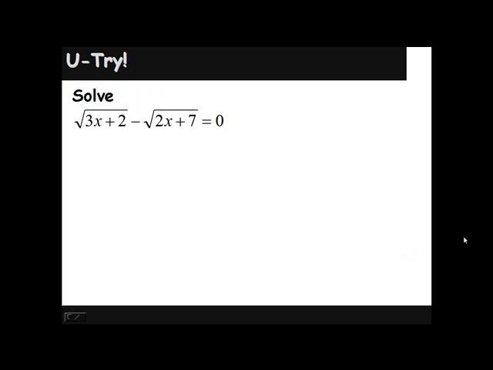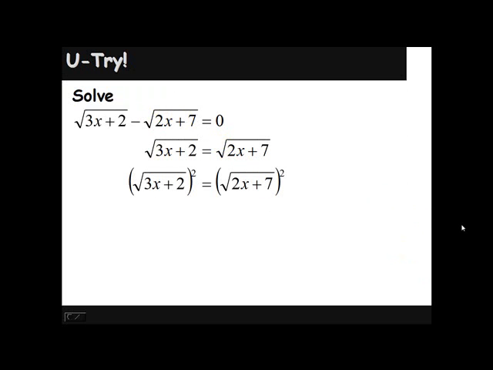You try one. Okay, hopefully you just added this second radical to both sides, and then we'll square both sides, and it's kind of like a 2-for-1 deal. We get rid of both radicals here in one move. So 3x plus 2 equals 2x plus 7. Let's subtract 2x from both sides and 2 from both sides, and we get right down to x equals 5.